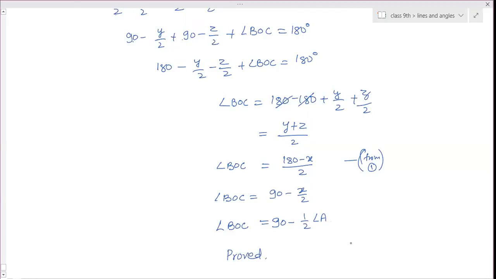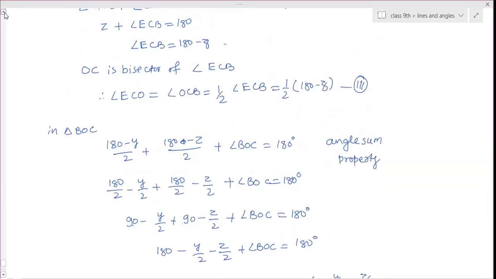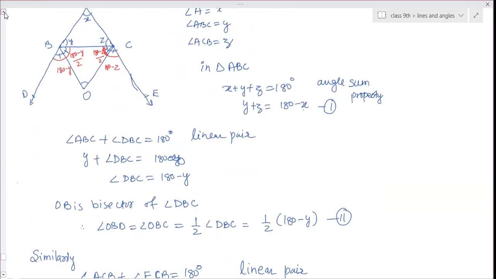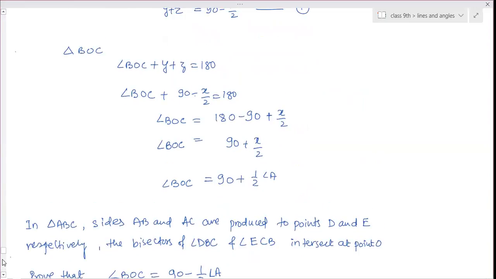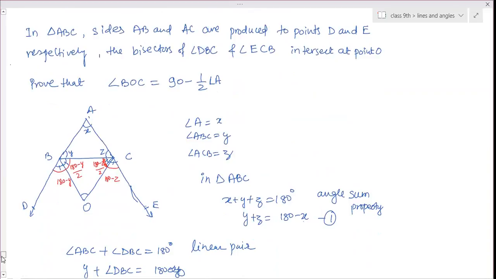Is this clear? Yes, ma'am. Any one of these two questions will be there in your exam.